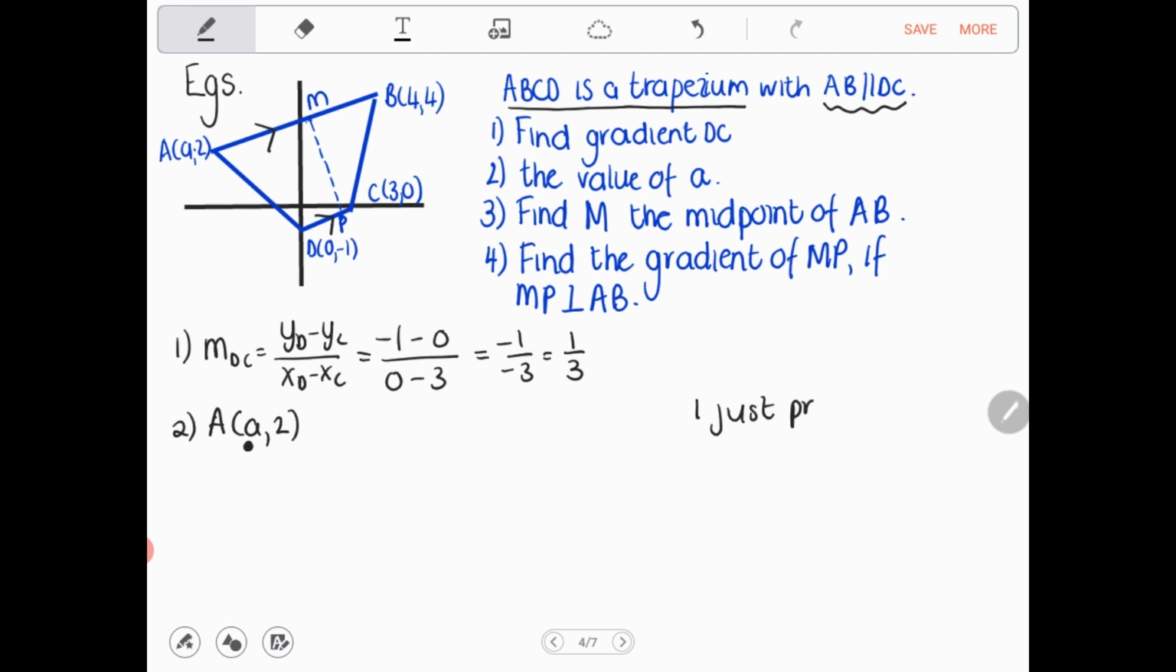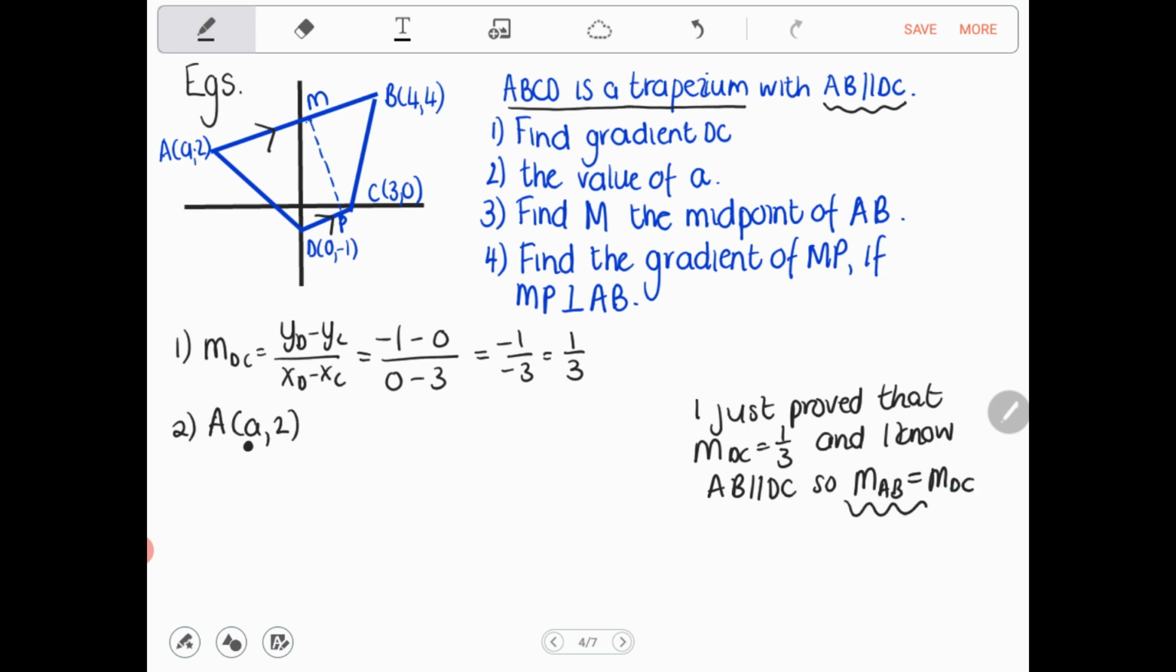I just proved that the gradient of DC is equal to 1/3, and I know that AB is parallel to DC, so the gradient of AB is equal to the gradient of DC. So I'm going to be using this to help me with the next question.